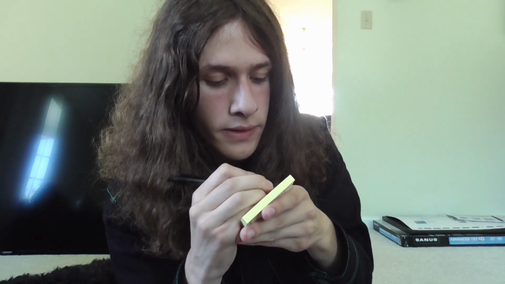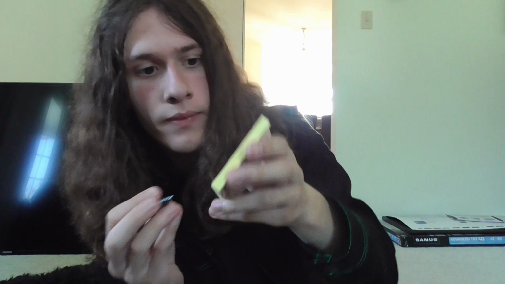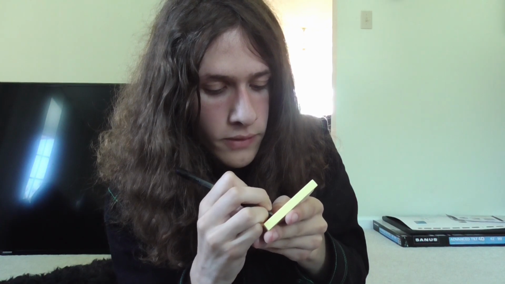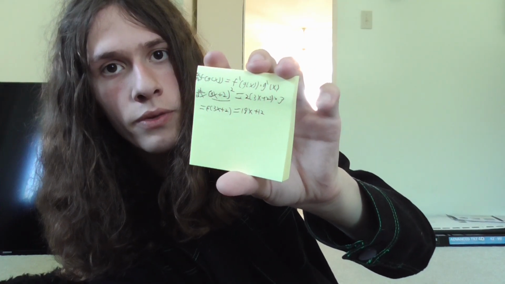So this becomes 3x plus 2, which becomes 18x plus 12. And that is the derivative of 3x plus 2 squared. That is chain rule. It's like nesting dolls, right? You take the derivative of the outside function while keeping the inside the same. And then you take the derivative of the inside of the function and you multiply it by the outside of the function.